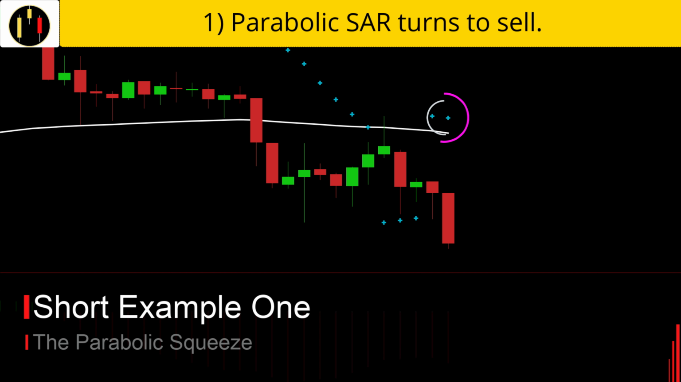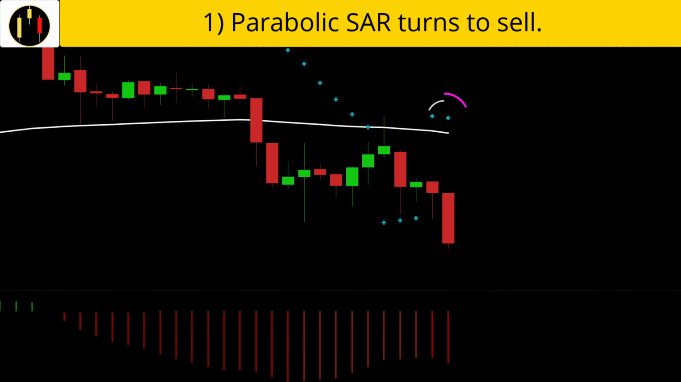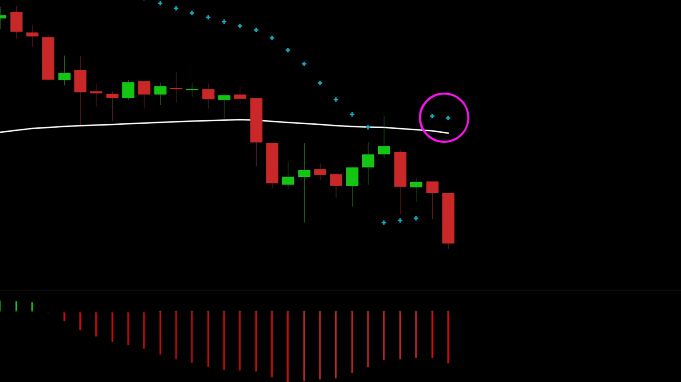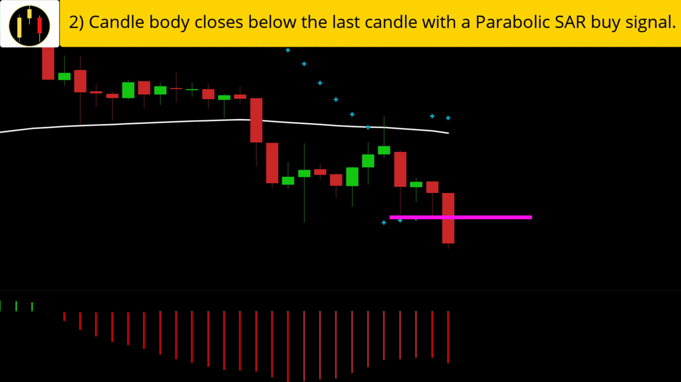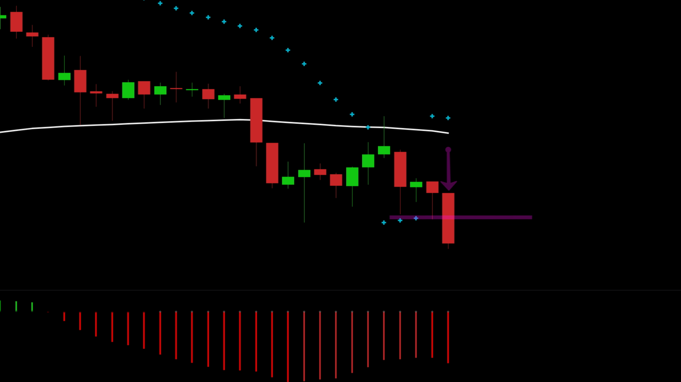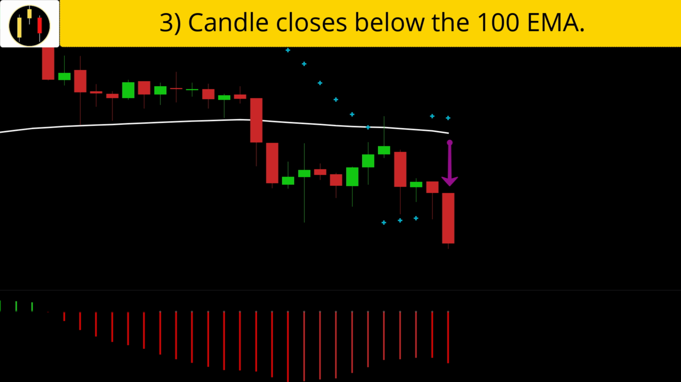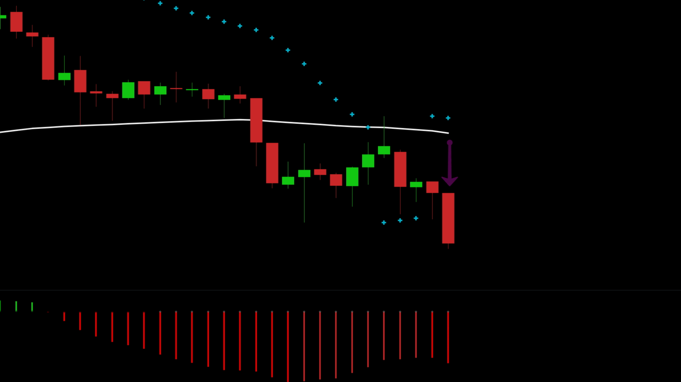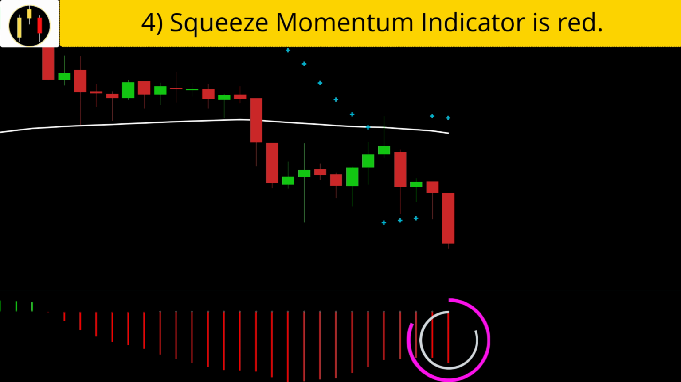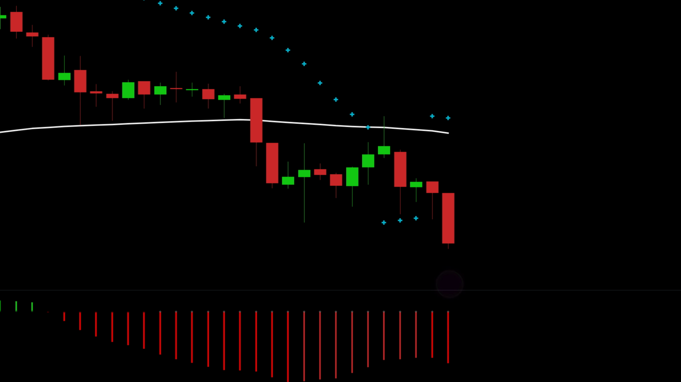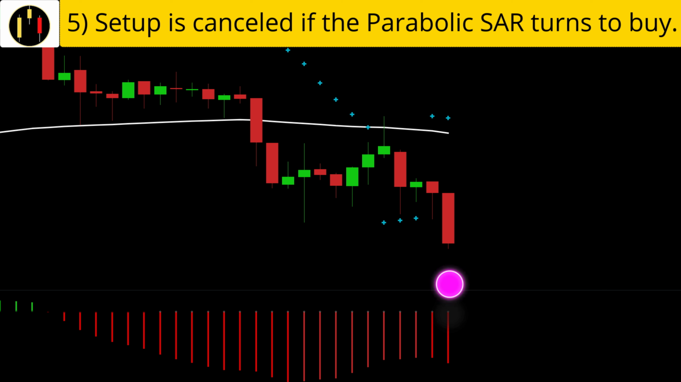First, there is a parabolic SAR sell signal represented by this blue cross above the price. Second, a candle body prints below the most recent candle with a parabolic SAR buy signal. Third, price must be trading below the 100 exponential moving average in white. Fourth, the squeeze momentum indicator must show a red bar on the histogram. Finally, the setup is canceled if the parabolic SAR prints a buy signal.